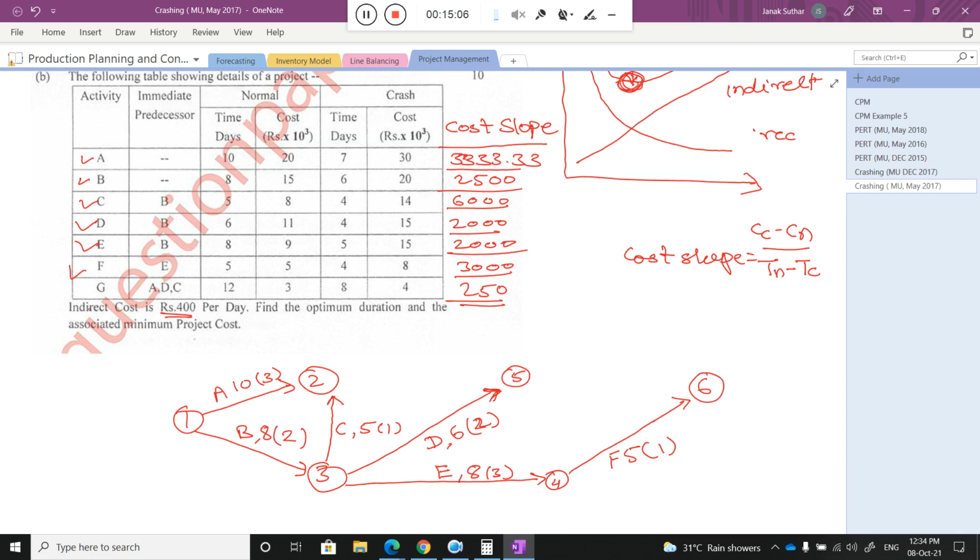Between 2 and 5 means you need to put this activity G or any other thing. I am not getting your point. Harshit, yes. Okay, means I need to draw one line from here to here and one line from here to here. But I need to draw only one line because only one activity is there.